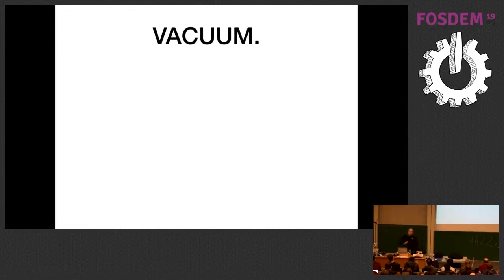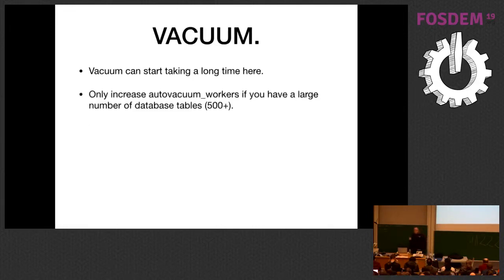And this is usually the point that people start having problems with vacuum. So vacuum can start taking a long time here on big tables. The first thing is, don't increase the number of auto vacuum workers unless your schema is big. Because each worker can only work on one table at a time. So even if the tables are big, throwing more workers isn't going to solve the problem.